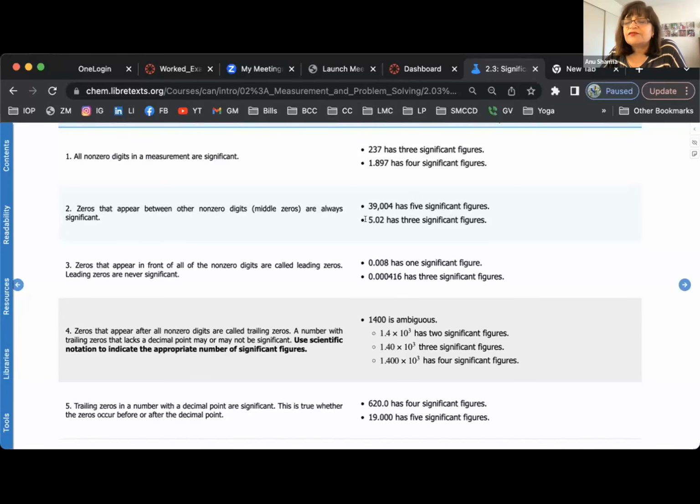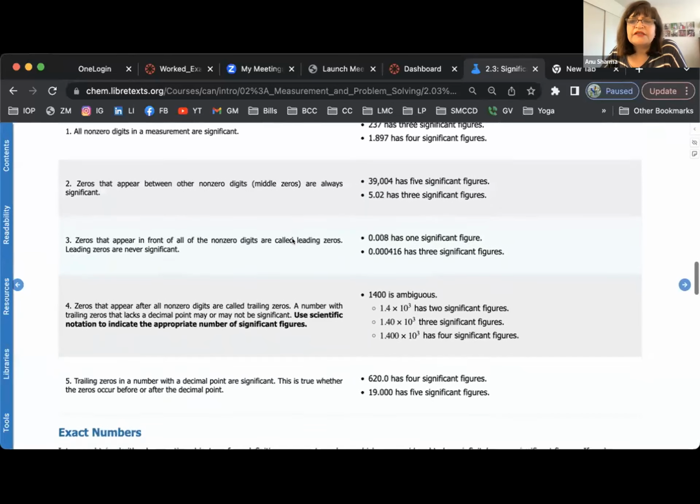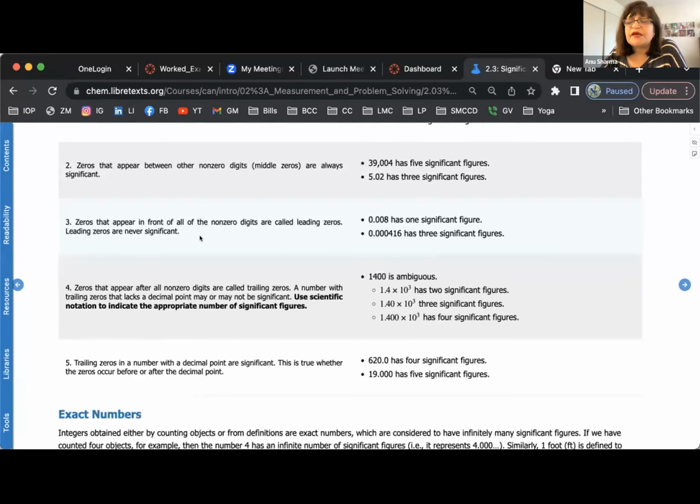Okay, this one is 5.02. So this embedded zero, the middle zero, is also counted. So there are 3 significant figures. That means important.